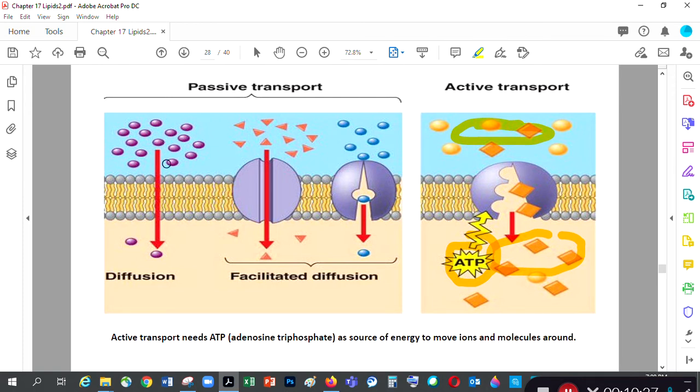Passive is direct. Smaller, if they are small, they go through, no help. If they are larger, then they need channels. They need the proteins here. This is the protein here. This is another protein. They need to go through protein channels, and therefore we call this facilitated diffusion. And it goes from higher. Outside the cell is higher, and inside the cell is lower concentration.